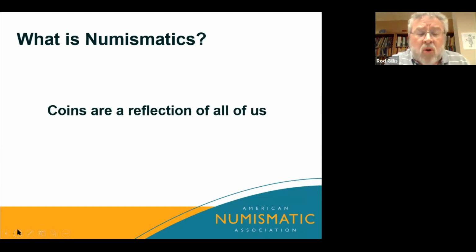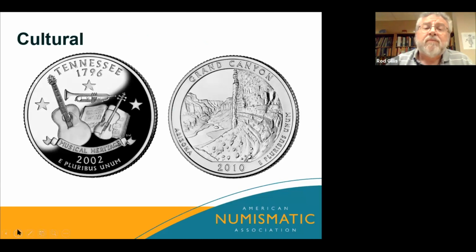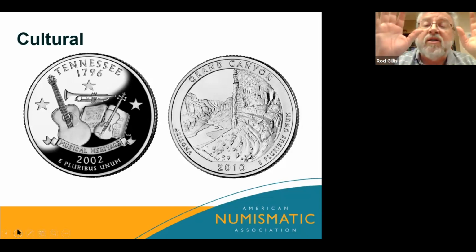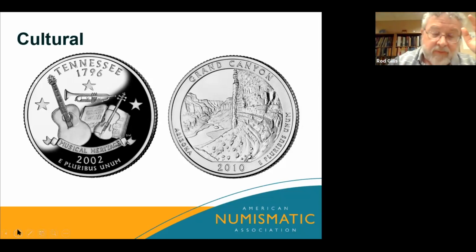Not only are coins a medium of exchange, but coins are really a reflection of all of us. One of the things that I like to talk about with youngsters is that coins are really a reflection of our culture. If you take a look at the two coins here, one is a Tennessee state quarter, which talks about the musical heritage of Tennessee. And also we have a viewing of the Grand Canyon in Arizona. These are important parts of the United States, and so we reflect that on our money.